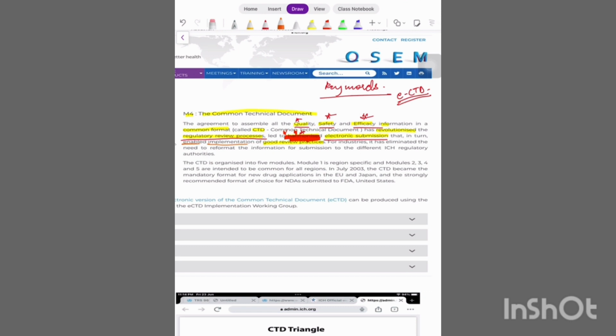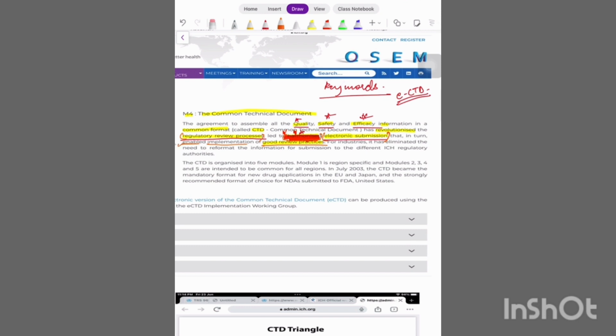But the word, I would always use this, regulatory review process. Harmonize is also a word that you can't use a synonym of. You can, but harmonize is something which is universally acceptable, so do use this. Electronic submission, again, there is no synonym that you can use for it. Good review practices, again no synonym. So these keywords are there which you can't use simple words for.